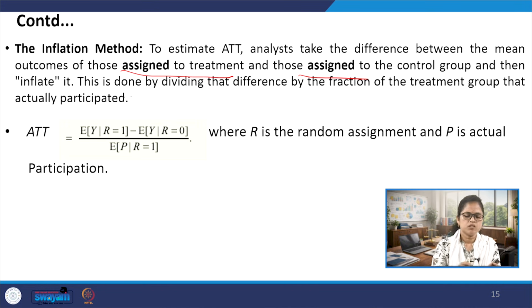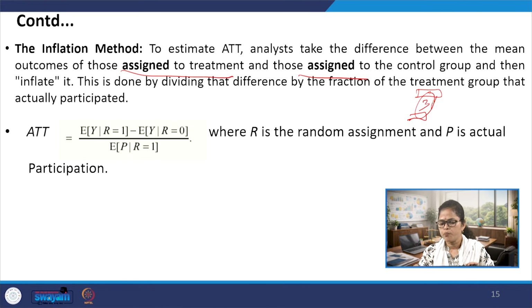So how to inflate it? We need to divide these differences by the fraction of the treatment group that actually participated. Let's say in our example, out of three participants assigned to this treatment group, one did not participate. So two participated. So this is the actual participation by only two participants, not three. So here we are going to divide this difference by the fraction of the treatment group that actually participated. Okay, so we can use this formula.